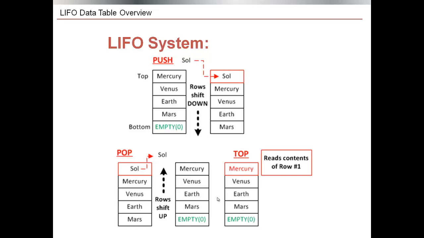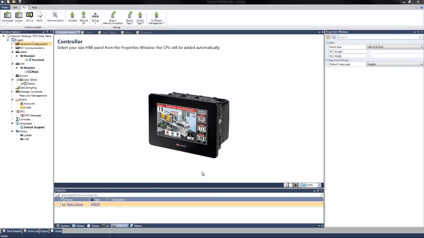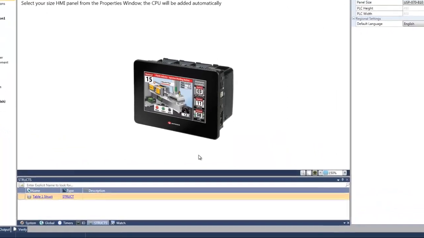To better demonstrate these systems working, I have an example program for each one. First loaded will be a FIFO example. This first program uses a FIFO data table. To create this table, we will first need to create a struct. First, navigate to Structs in the Global Tag window.